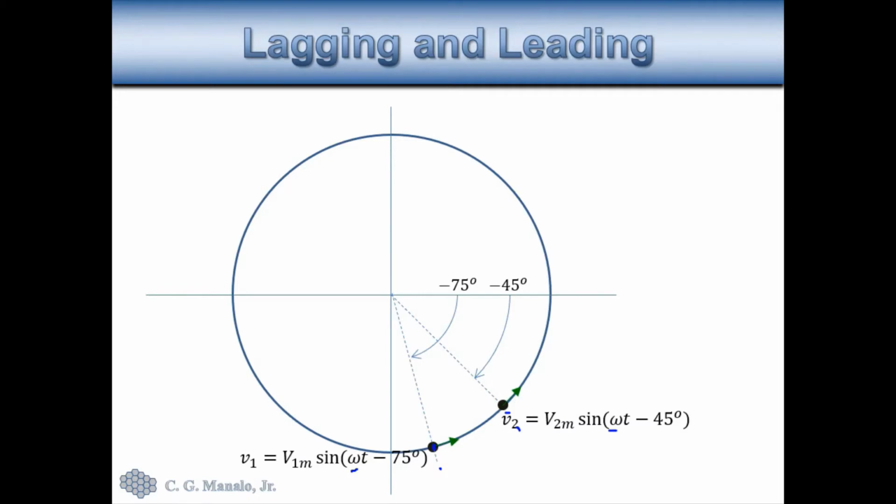Now, if we consider that these two sinusoids are running after the other, here we can see that V sub 1 is running after V sub 2, and it is clearly shown that V sub 2 leads V sub 1 by this amount of angle, so that's 30 degrees.